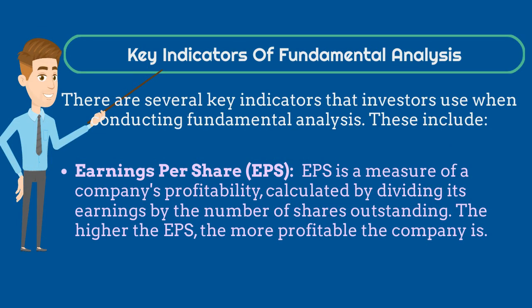Key indicators of fundamental analysis. There are several key indicators that investors use when conducting fundamental analysis. These include earnings per share (EPS), a measure of a company's profitability, calculated by dividing its earnings by the number of shares outstanding. The higher the EPS, the more profitable the company is.